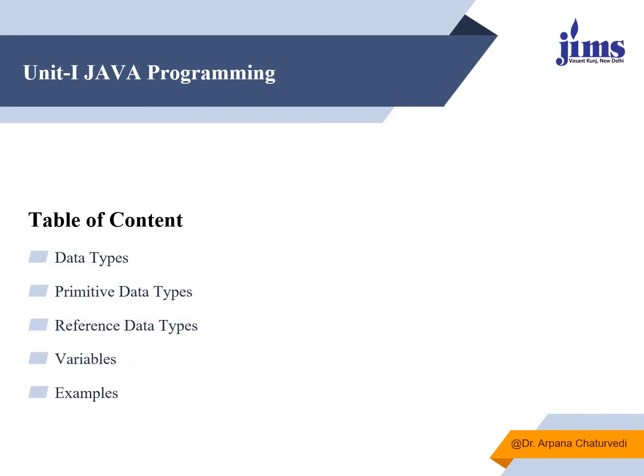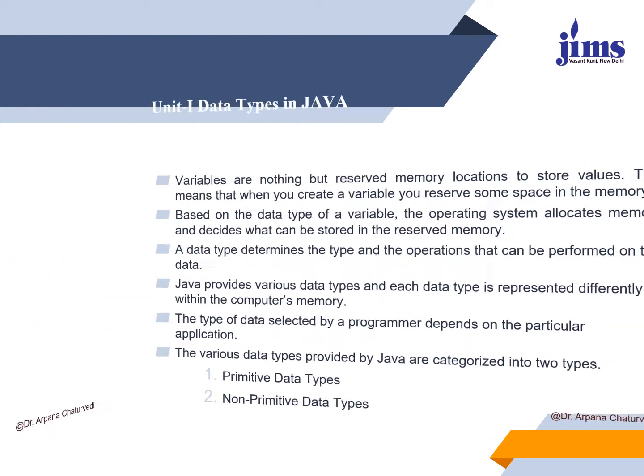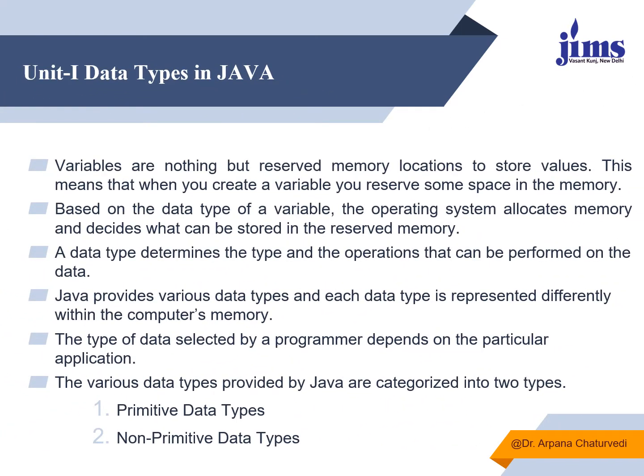So the data types, we will be covering primitive data types as well as the reference data types, and we'll talk about different types of variables supported by Java also over here with example. So when we talk about data types, we should remember this thing that variables are nothing but some reserved memory locations which are used to store some values. This means that when you create a variable, you are basically reserving some memory space.